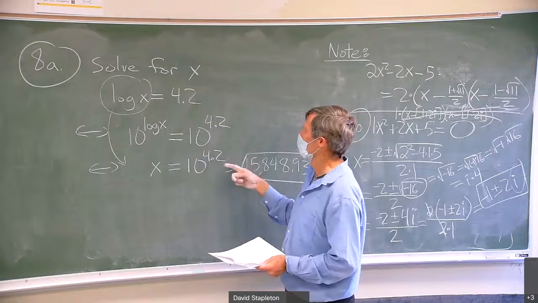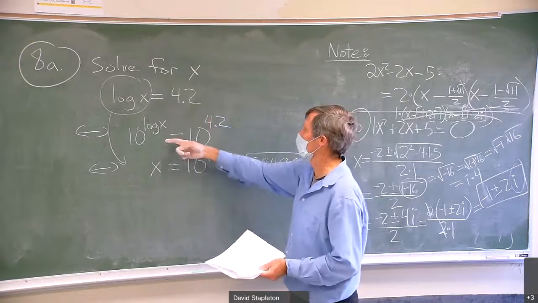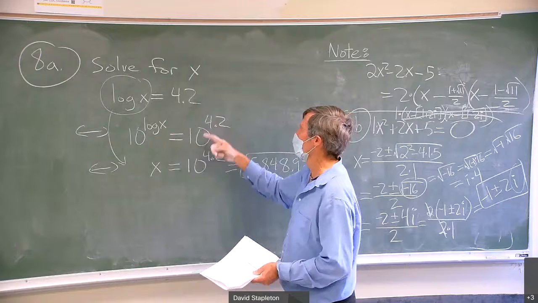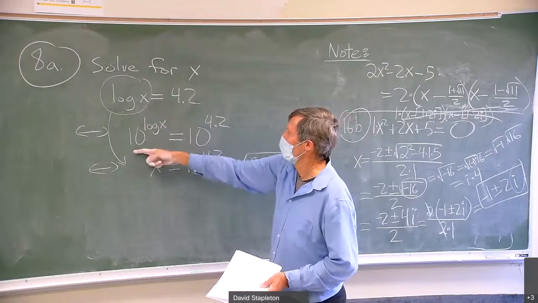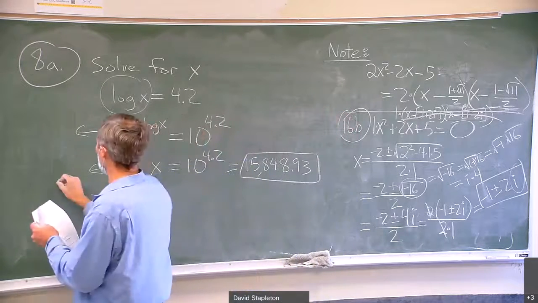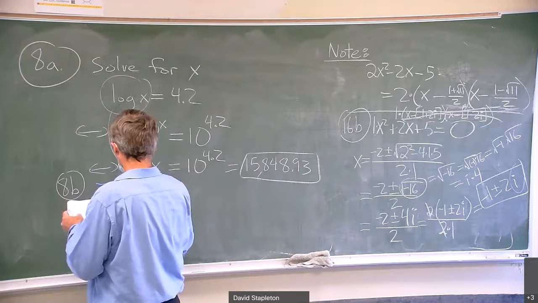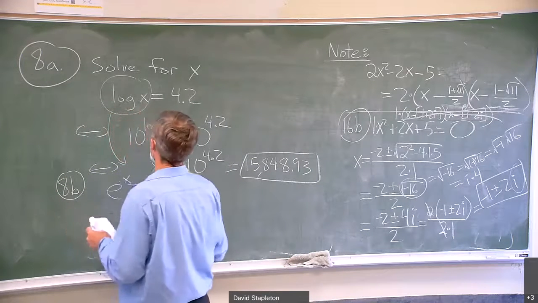But that was that one. I want you to be able to do this. If you have x in a logarithm, how do you solve it? You just isolate it and take, if it's base 10, 10 to each side. Now the second one is just like it, but base e. 8b is e to the x equals 5.3. How do I solve that for x?